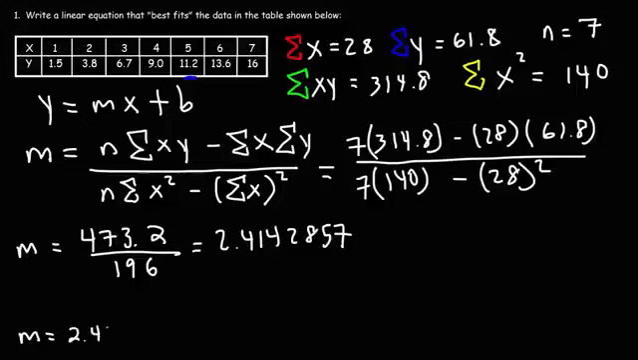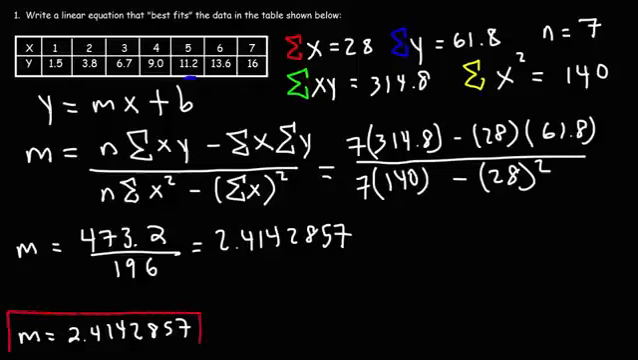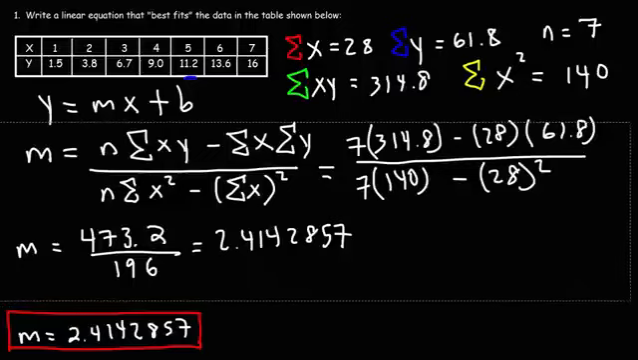So this is the slope of the line. I'm not going to round it early because we're going to need our m value to calculate our b value. So now we can get rid of this.